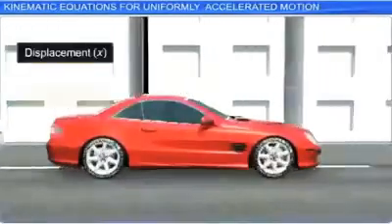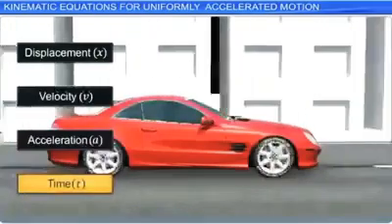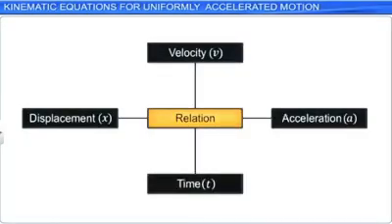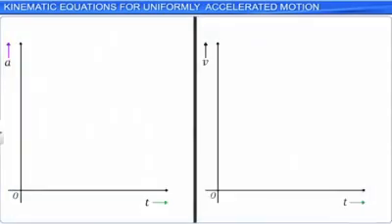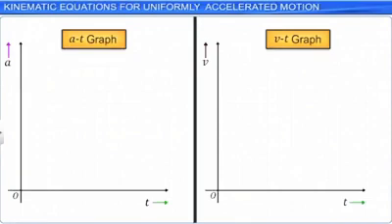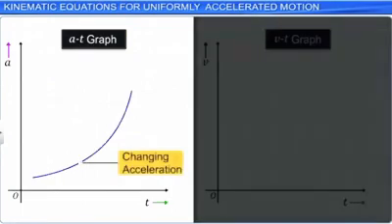Displacement x, velocity v, acceleration a, and time t are related. Let's derive how each term is related to the other. Before deriving the kinematic equations, we have to learn about a-t and v-t graphs. You know that acceleration can change with time and the position of the body. Here, we will deal with bodies moving with constant acceleration.